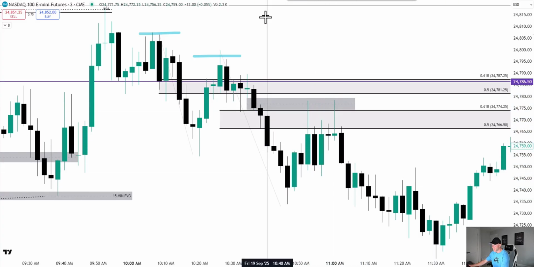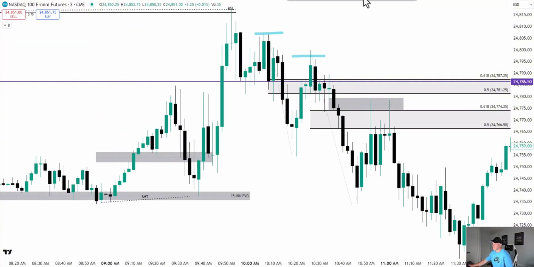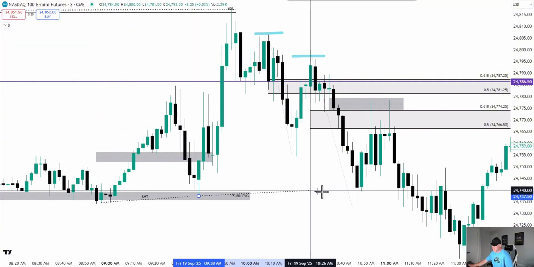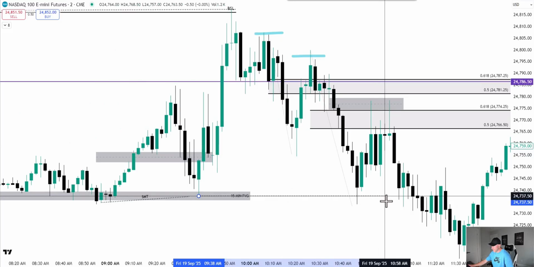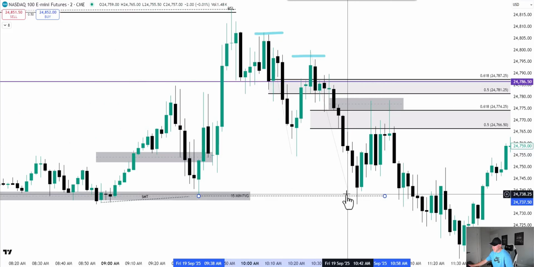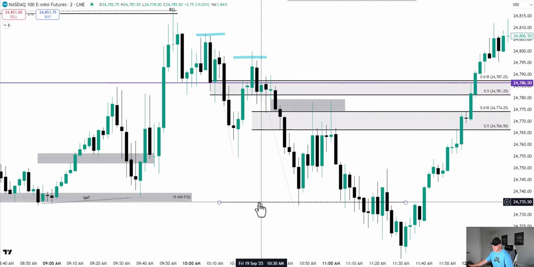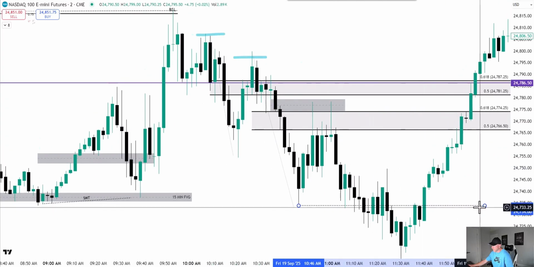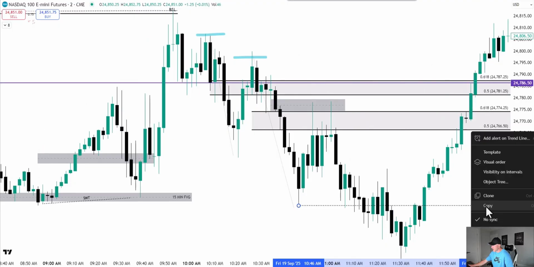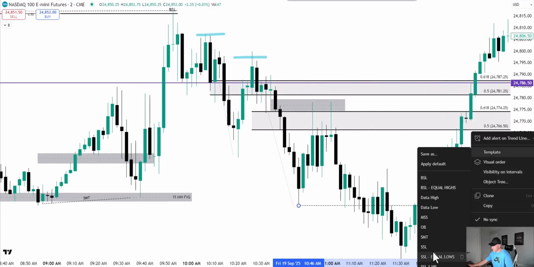So do you see how we got that model? And where's our target for this? Our target's right here, this low. Well, we took that one. Sorry, our target would be this low. This would be the model here. I didn't see that we took that low, but this would be our target right here. Let's just get that on sell side liquidity.